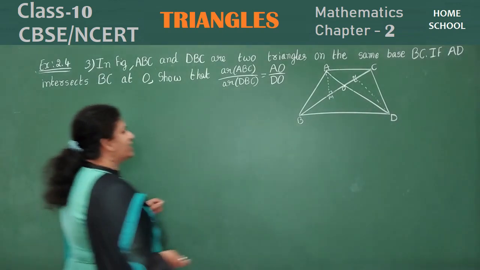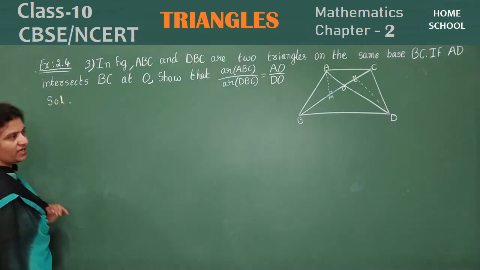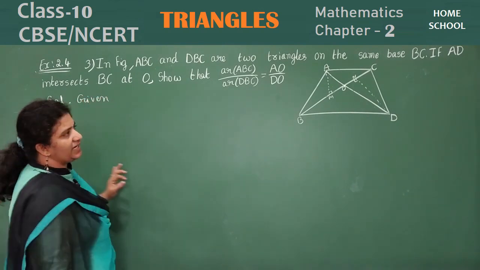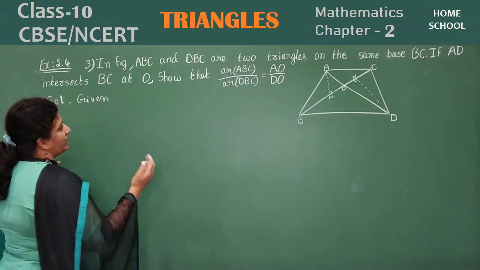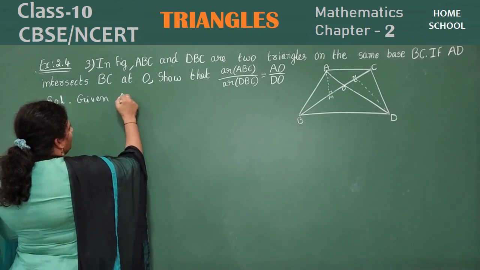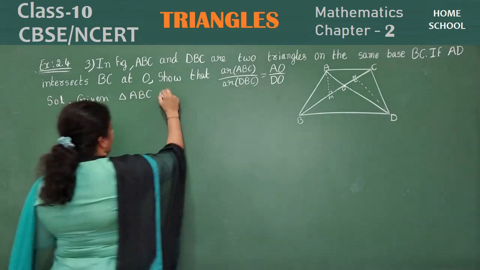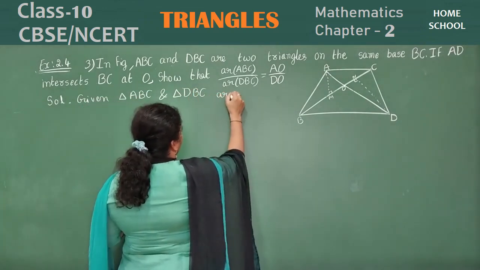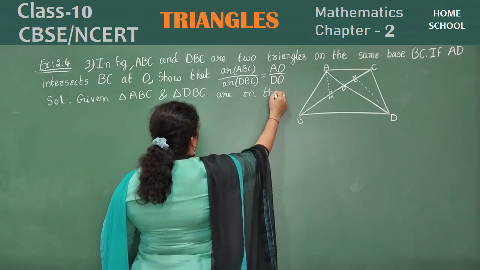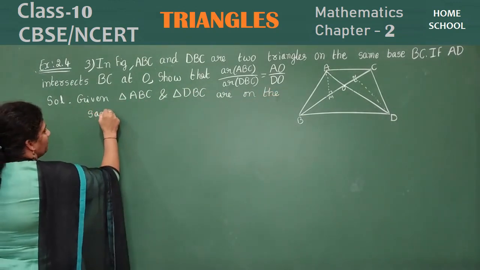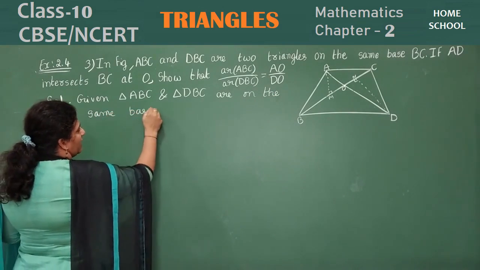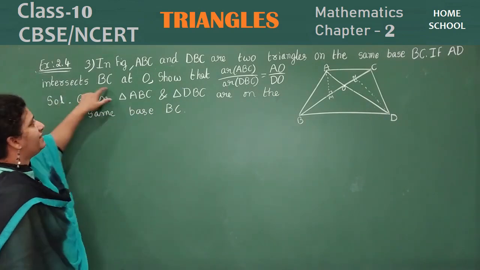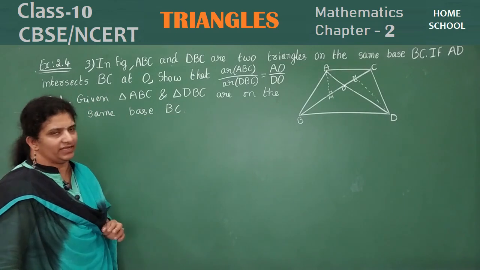So let's start our solution here. Observe carefully what is given here. First write the given data. Given, ABCD is a trapezium, right? So no need of writing, they did not give us. Given triangle ABC and triangle DBC are lying on the same base BC. If AD intersects BC at O, no need of writing in given data.